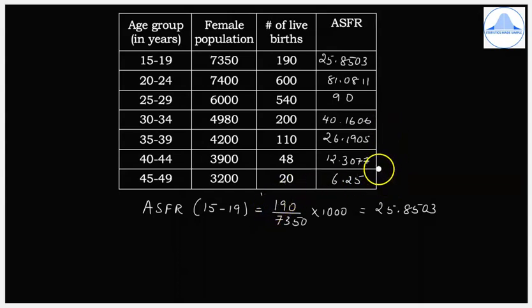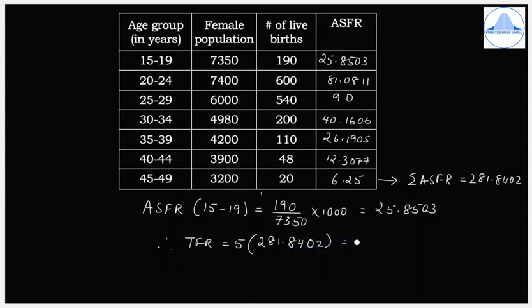Now, when I add up all these ASFR values, the total, that is summation ASFR, I get it as 281.8402. So, therefore, we get TFR is equal to 5 into summation quinquennial ASFR. So, it is 5 into 281.8402, or the final answer is 1409.20.